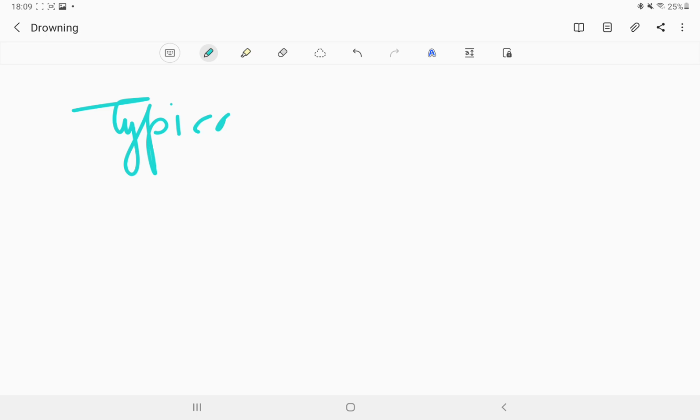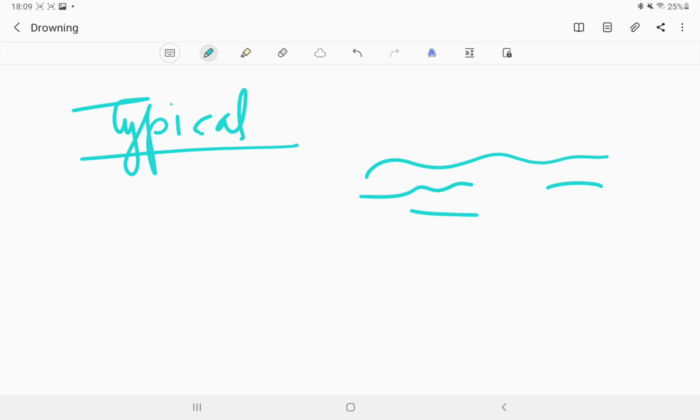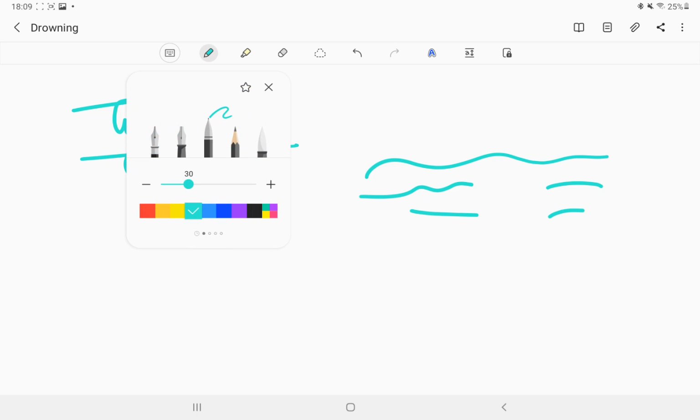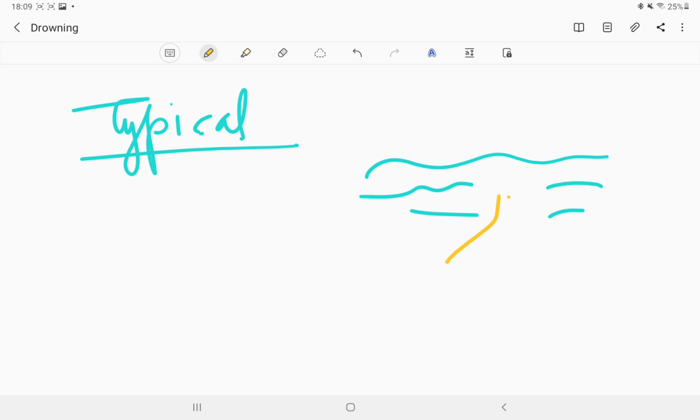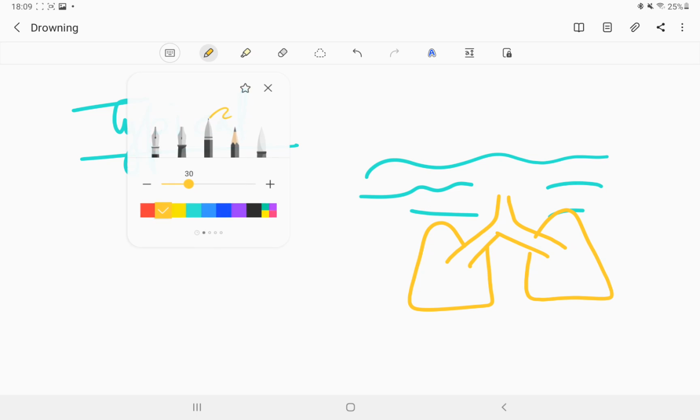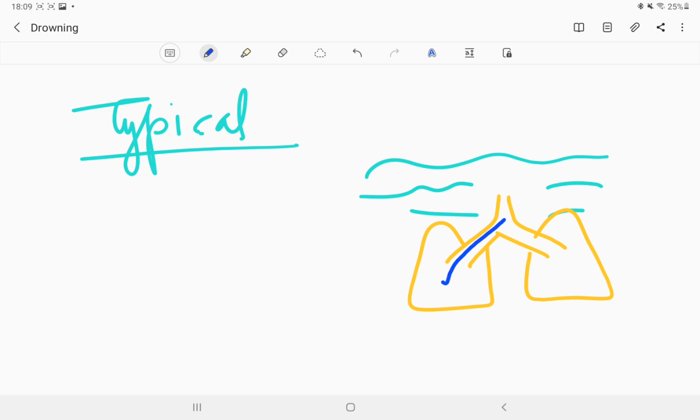In typical drowning, it's the normal course of action that happens. If the person is underwater, what will happen to his lungs? This is the bronchi and this is the lungs. Here the water will go inside as usual, obviously. It's going to go inside both the lungs. It will fill up the alveoli. It will cause edema, and a lot of other things that we'll talk about.